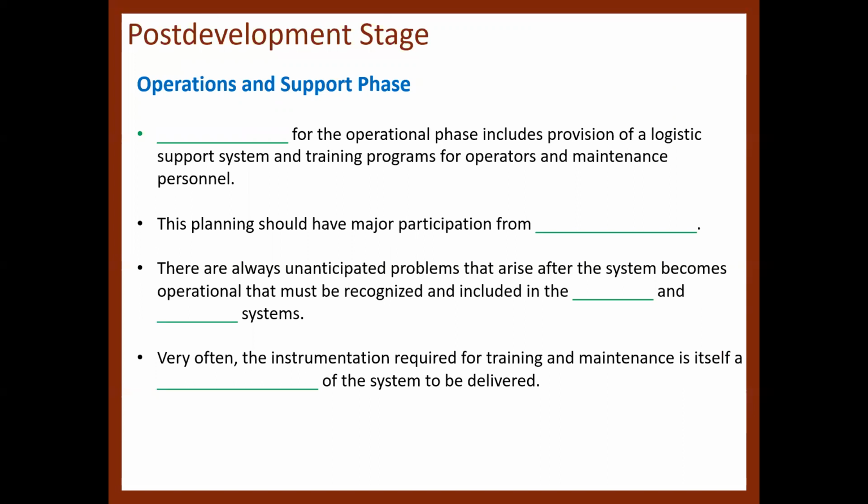Operational and support phase. Proper planning for the operational phase includes provision of a logistic support system and training programs for operators and maintenance personnel. This planning should have a major participation from systems engineering. There are always unanticipated problems that arise after the system becomes operational that must be recognized and included in the logistic and training system. Very often, the instrumentation required for training and maintenance is itself a major component of the system to be delivered.